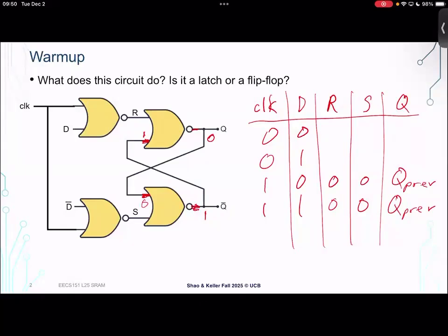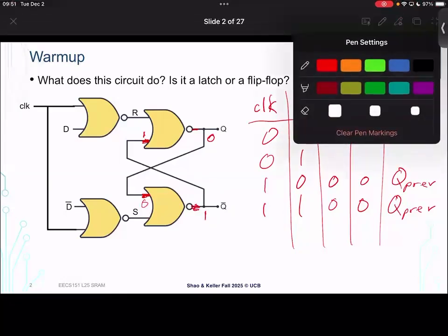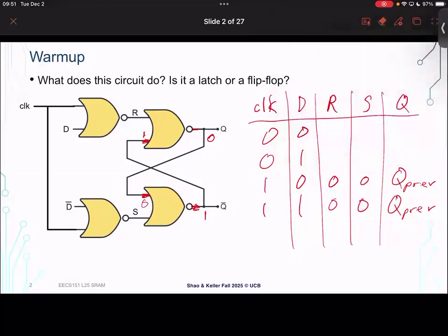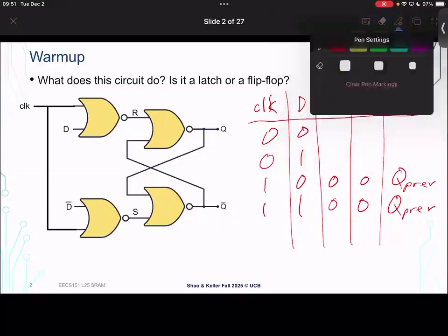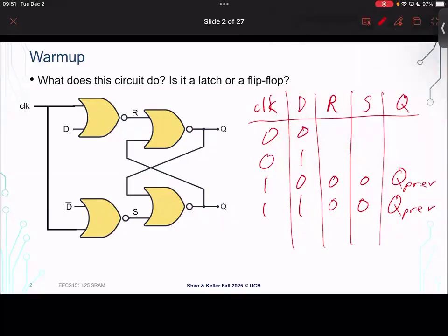And this is very similar to the cross-coupled inverter that we saw in the previous lecture when we were discussing latches, where the output is fed back into the input in order to hold the previous value. Okay, so that's a little weird, but that's what's going on. That's half of our truth table. Let me erase the markings here. Okay, so what about these other cases?